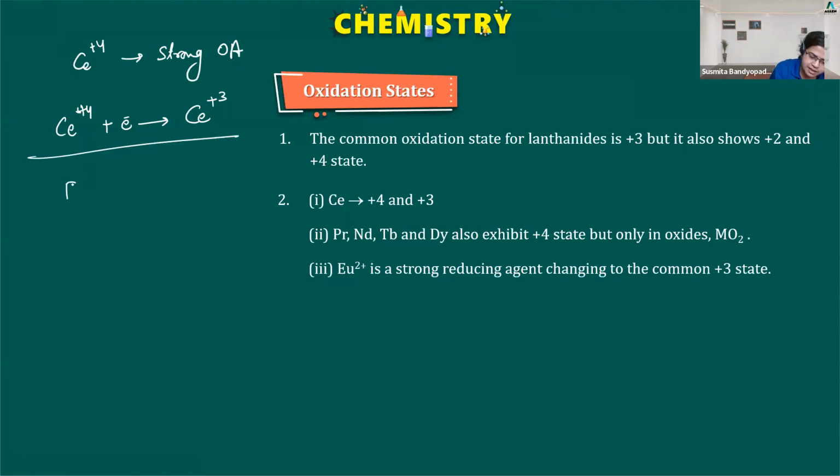Eu2+, same reason. Everyone wants to go to the +3 state, the more common state in lanthanides. So Eu+2 thinks, if I lose an electron and get oxidized to Eu+3, +2 to +3, a more stable state in lanthanides and a more common oxidation state, I can do this by acting as a good reducing agent, so it can get oxidized easily.